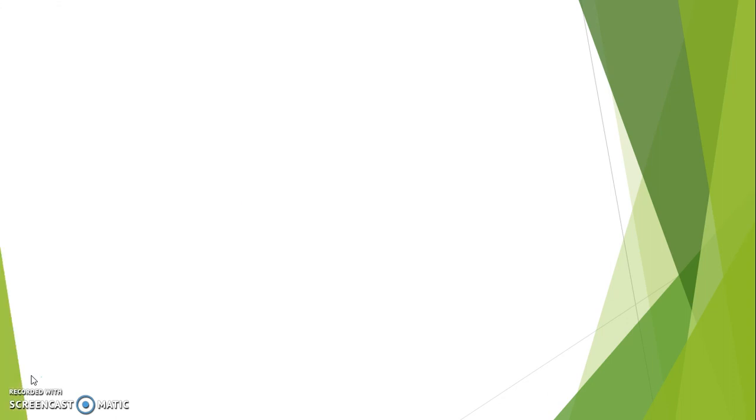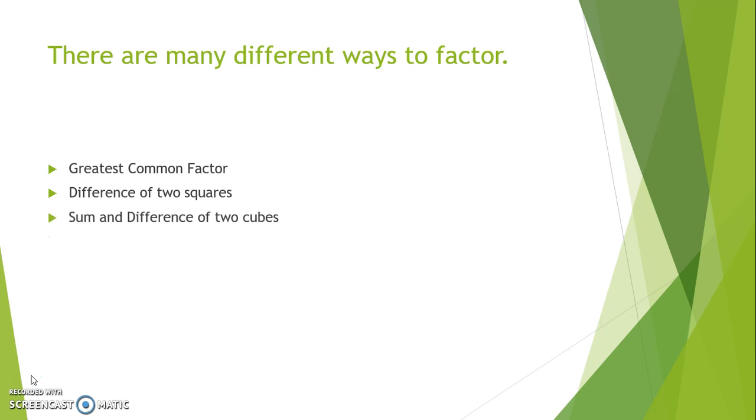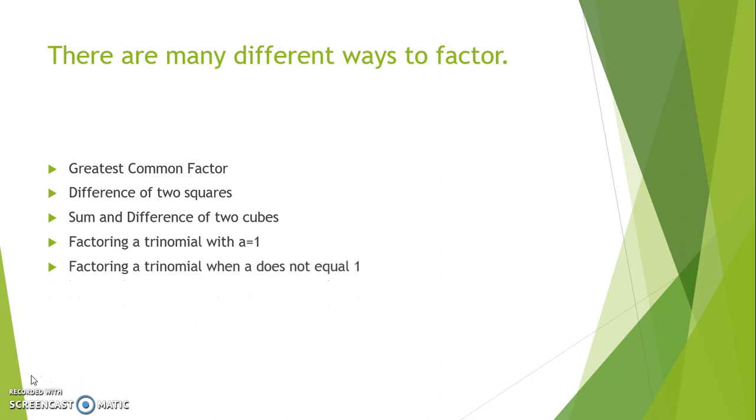So we did a little bit of factoring in class today, so what we're going to do is take it a little bit step further. There are many ways to factor. One way, and we actually covered this a little bit in class, is the greatest common factor. Another one that we have not done in class yet, but you may have seen before, is difference of two squares. It's a special case where you can factor. Sum and difference of two cubes. Factoring a trinomial with a equals 1, and that's what we did last time in class. And factoring a trinomial when a does not equal 1. And finally, factor by grouping. We're not going to cover all these today, but we are going to cover some of them.